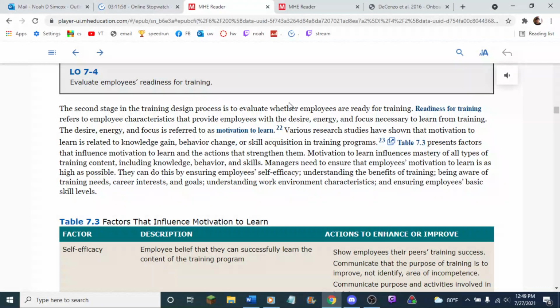It influences mastery of all types of training content, including knowledge, behavior, and skills. Managers need to ensure that employees' motivation to learn is as high as possible. They can do this by ensuring employees' self-efficacy, understanding the benefits of training, being aware of training needs, career interests, and goals, understanding work environment characteristics, and ensuring employees' basic skill levels.